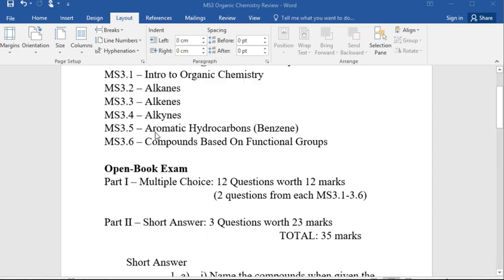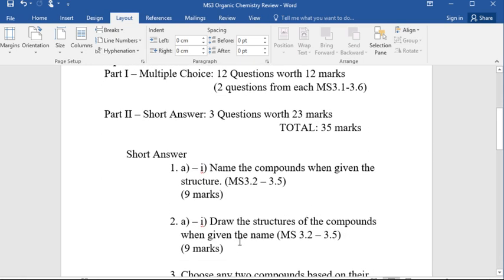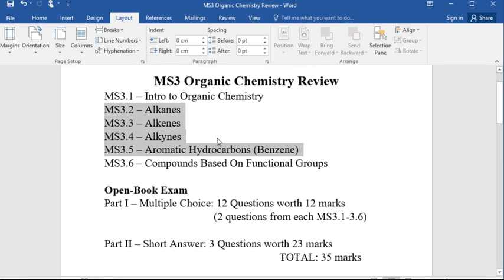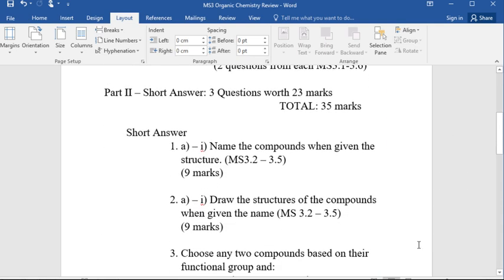Because for 3.2 to 3.5, I'll have all alkanes, alkenes, alkynes, and aromatic hydrocarbons as well. So you don't need to know how to name these, you don't need to know that, but these ones here you do. Okay, so make sure you go back. Then number 2 is going to be vice versa. I'll give you the name, and you have to draw the structure, again from these sections here. All right. So basically, very similar to what we did in class. So you should be able to go back and see how you did that.